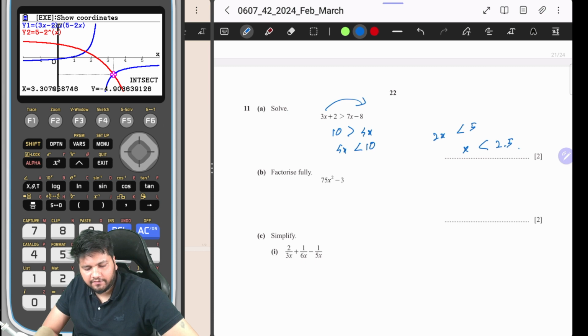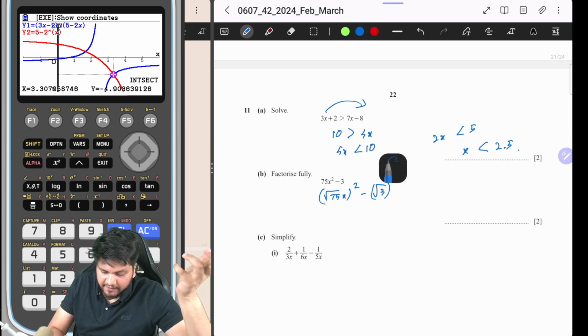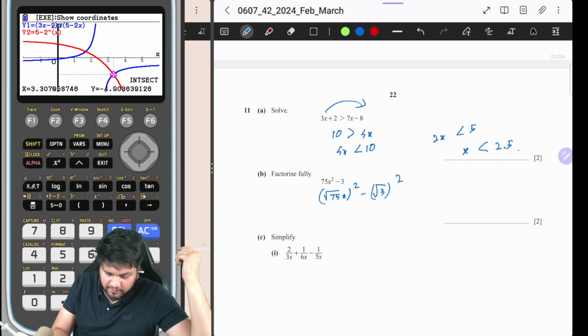Factorize fully 75x square minus 3. Now see, this is like a square minus b square. So we can write this as root 75x whole square minus root 3 square. Root 75 can also be simplified further. It can be written as 25 into 3, which is nothing but 5 root 3.